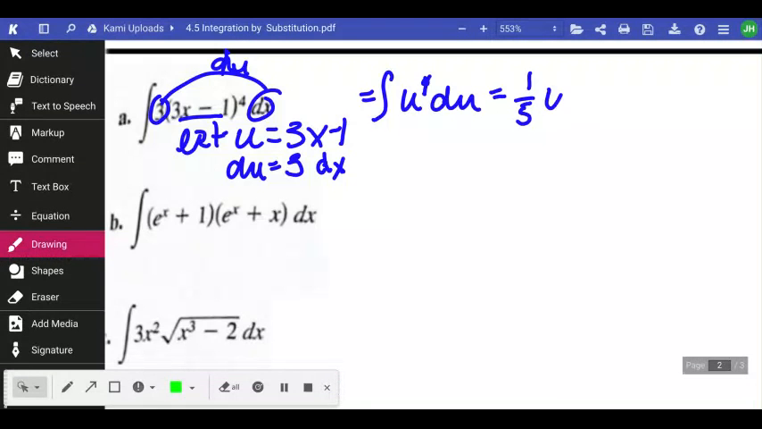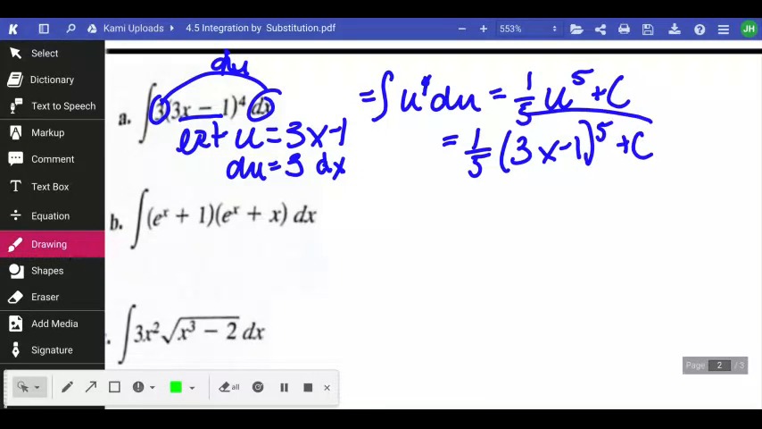1/5 u to the 5th. You're increasing the power by 1, dividing by that power, plus c, equal to, and what's my final answer? Plus c. Very good. Whatever you do, don't forget that plus c.